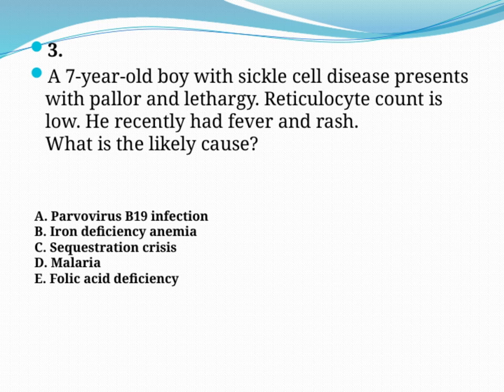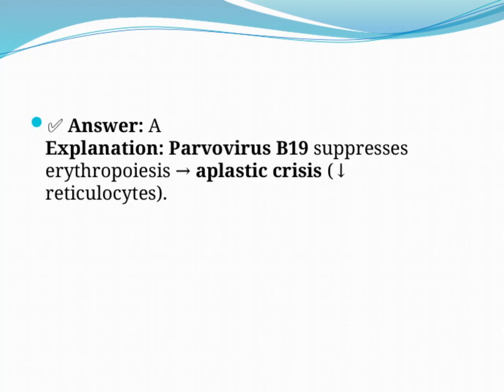Connecting all these points, given the recent fever, rash, and low reticulocyte count, the most likely cause here is parvovirus B19 infection triggering an aplastic crisis. This situation exemplifies how infections can transiently worsen anemia in sickle cell disease. Answer: A. So, the key point here is that parvovirus B19 plays a specific role in certain hematologic conditions.